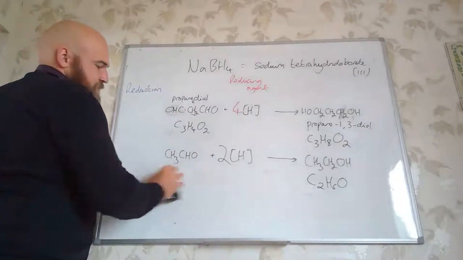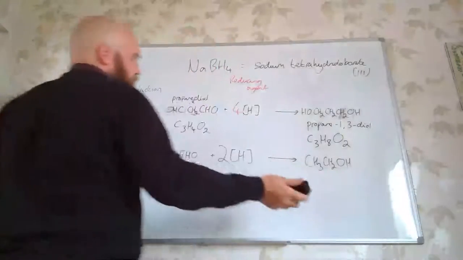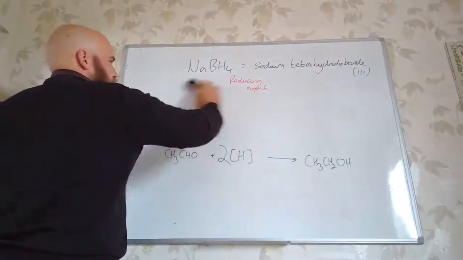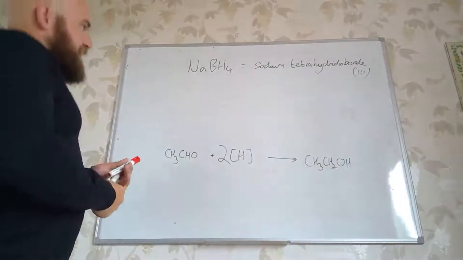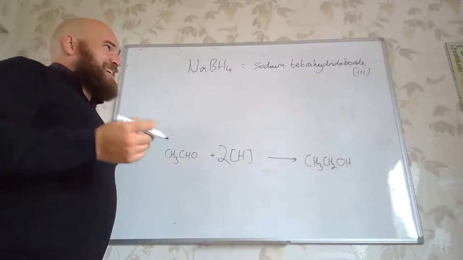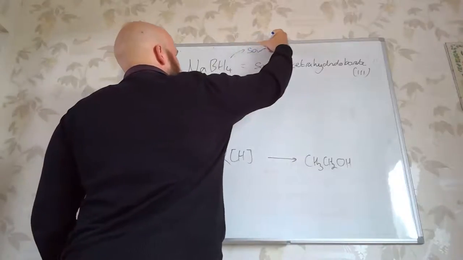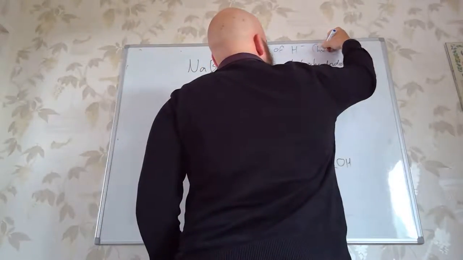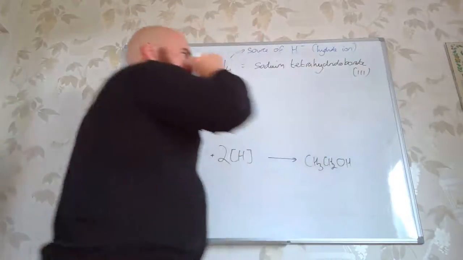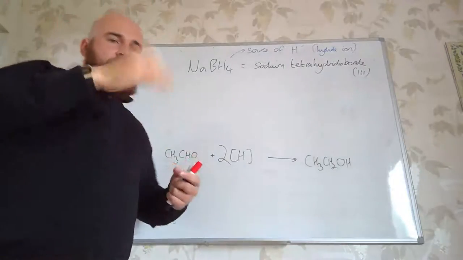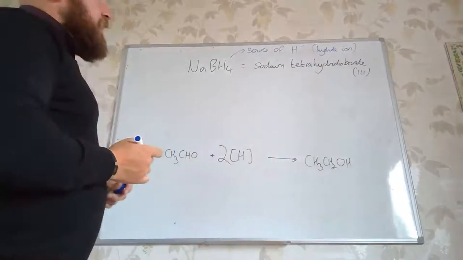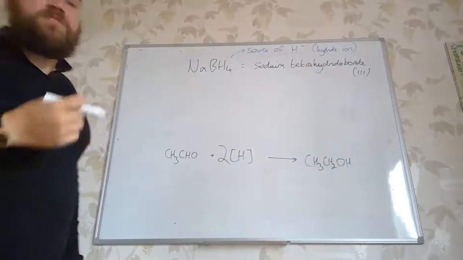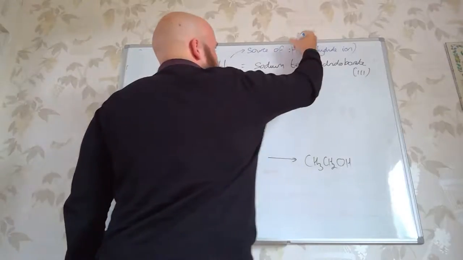So let's look at what that mechanism might actually look like. We'll use this here as an example, the ethanal to ethanol. Right, so the key thing to know about NaBH4 is that it is a source of H minus. And H minus is the hydride ion. I mean, technically it's the borohydride ion, but it does sort of dissociate into hydride ions, but you can just get away with calling it H minus. So it's a hydrogen with a negative charge. So what must have happened to it? It must have gained an electron, which means this thing does have a lone pair.